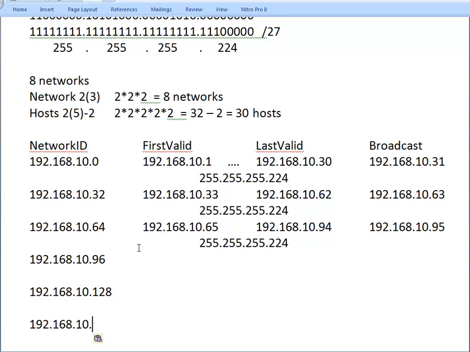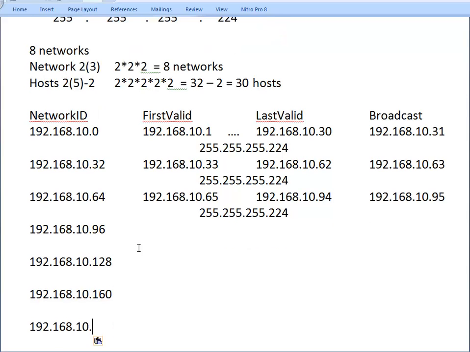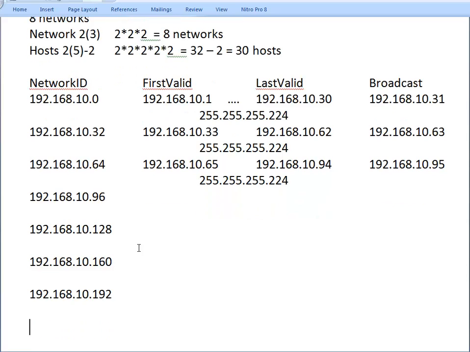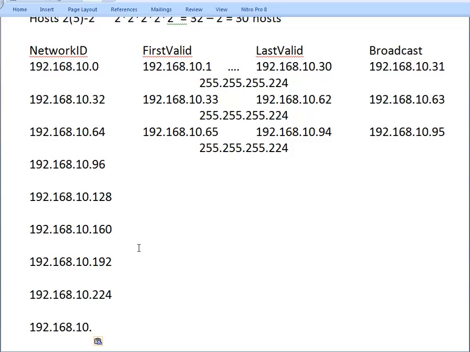Add another 32, 160. Add another 32, 192. Add another 32, 224. Add another 32 is 256, which is not valid. We have reached the limit. So I'll write here the limit. Okay, I'm going to pause the video. You complete the rest of the networks.